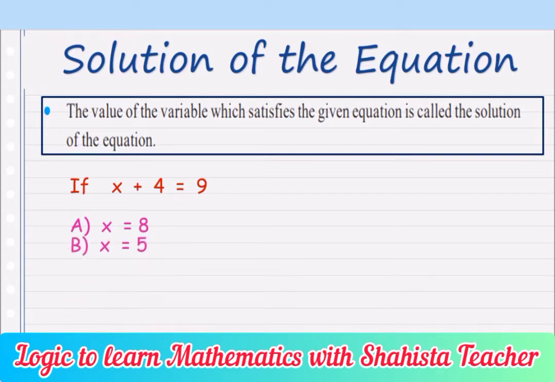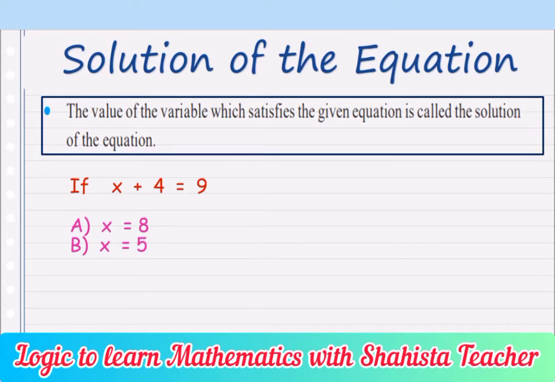Now let's take x is equal to 5. If x is 5, so 5 plus 4 is how much? Exactly, 9. That means LHS is 9 and RHS is also 9. So both sides are equal. So it is a solution of the given equation. Yes, it is satisfying the condition. X is equal to 5 is the solution of the given equation, but x is equal to 8 is not the solution of the given equation.